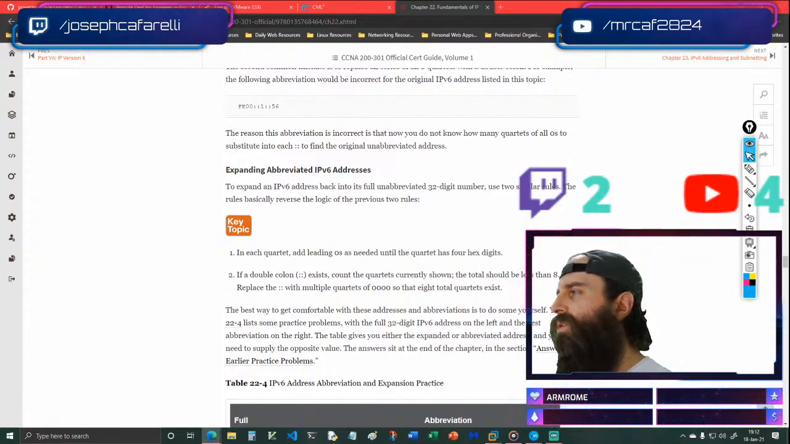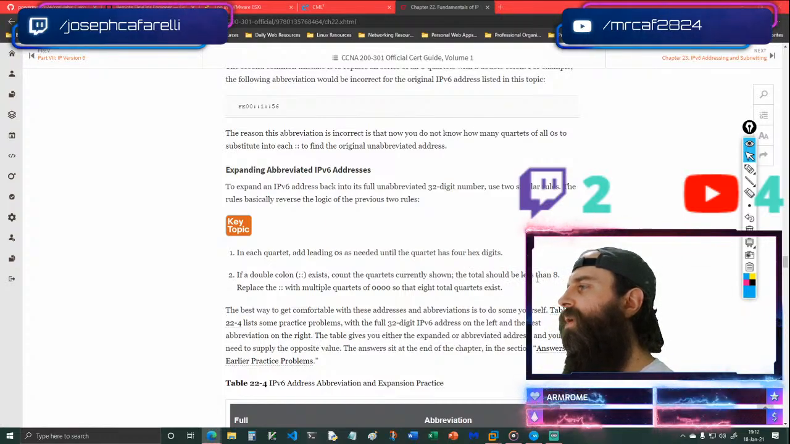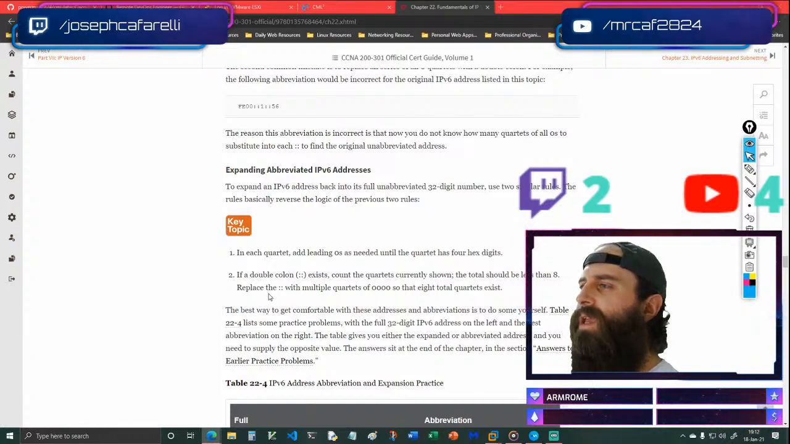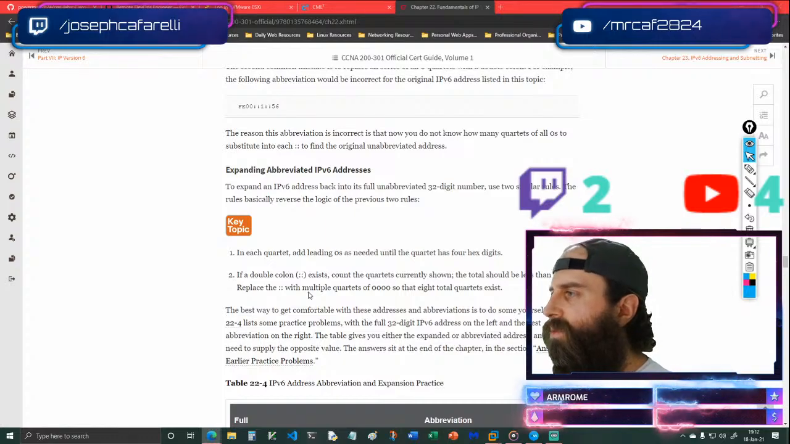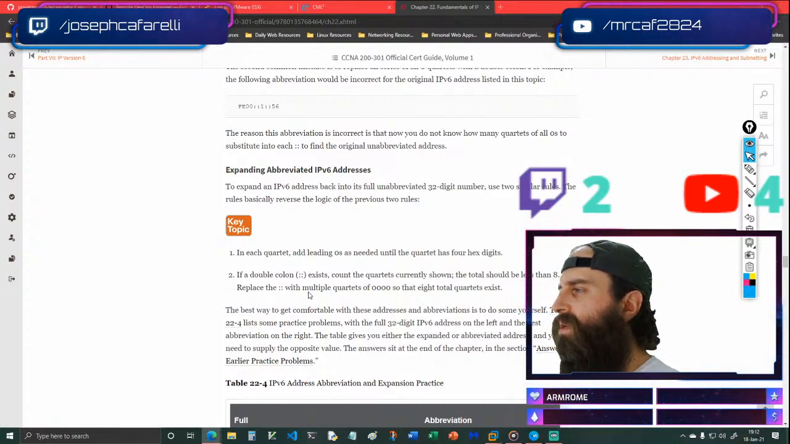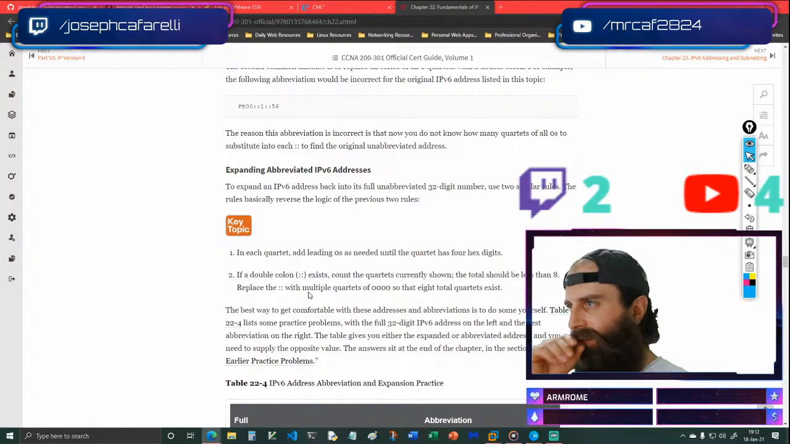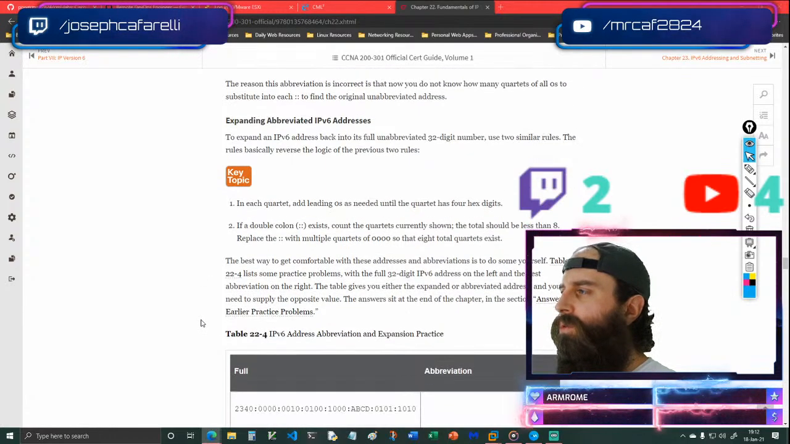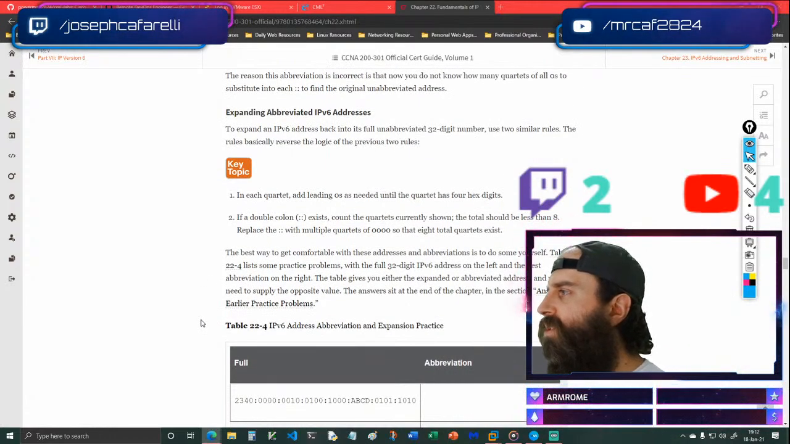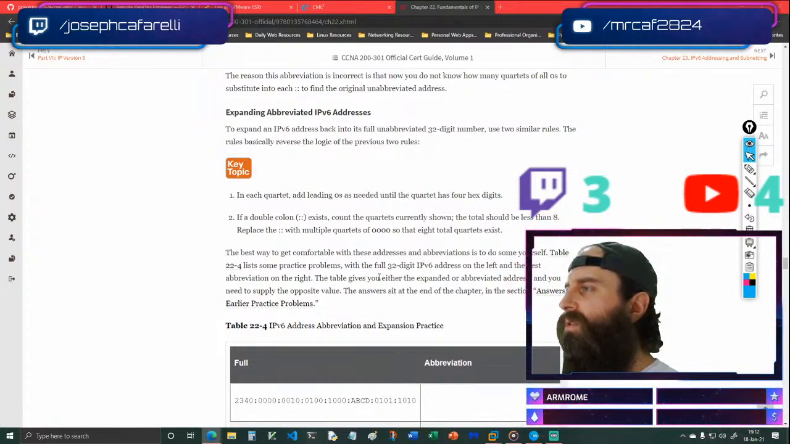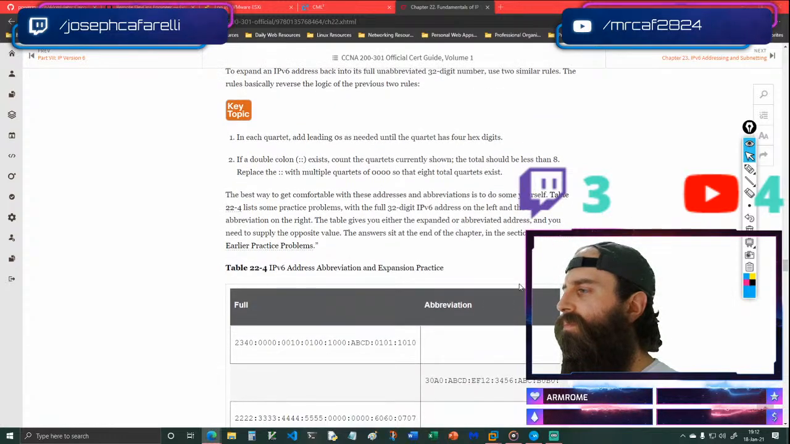The total should be less than 8. Replace the double colon with multiple quartets of 0000 so that 8 total quartets exist. The best way to get comfortable with this address and abbreviation is to do it yourself. The table lists some practice problems with the full address and the abbreviation to the right.